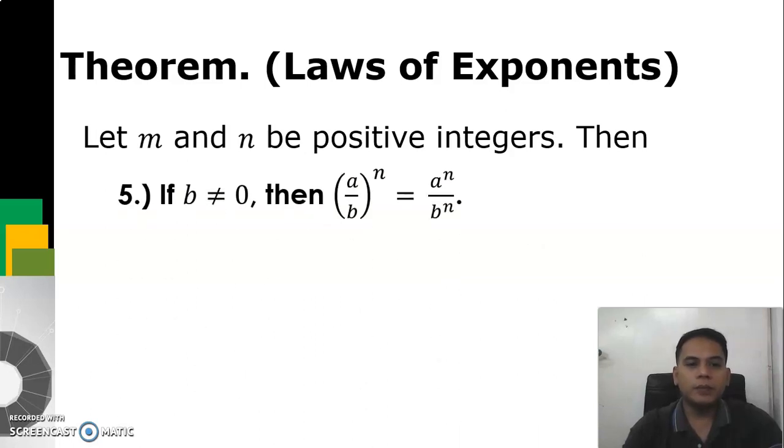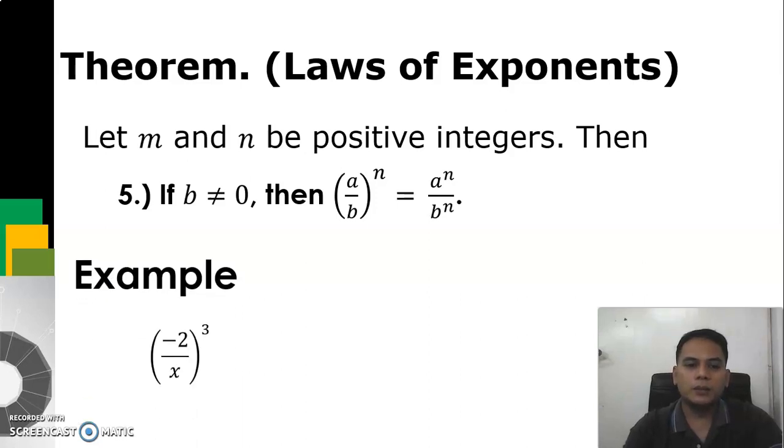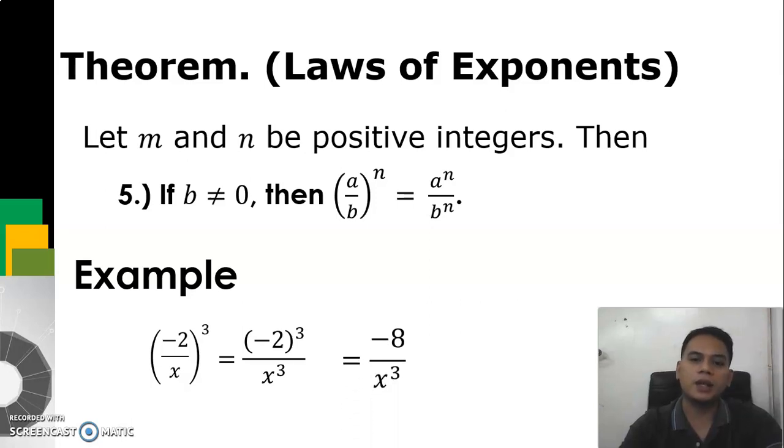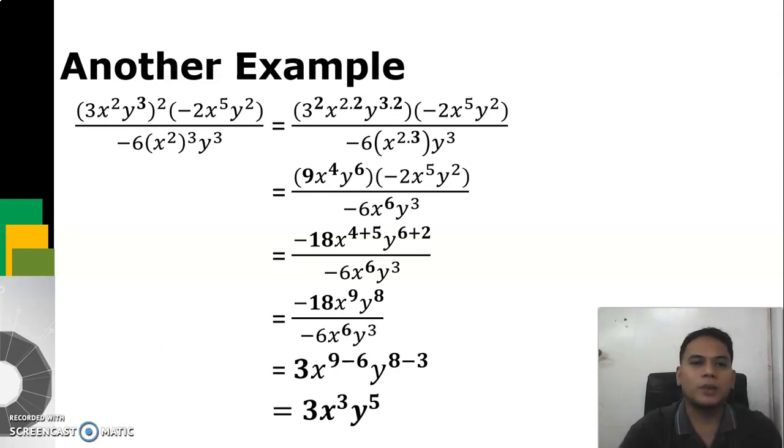Number 5, if b is not equal to 0, then a over b, quantity to the n, is equal to a to the n over b to the n. For example, we have negative 2 over x, quantity cubed. Our a here is negative 2 and our b here is x. So we have negative 2, quantity cubed, over x to the cube. Negative 2 cubed is negative 2 times negative 2 times negative 2, which becomes negative 8 over x to the cube.